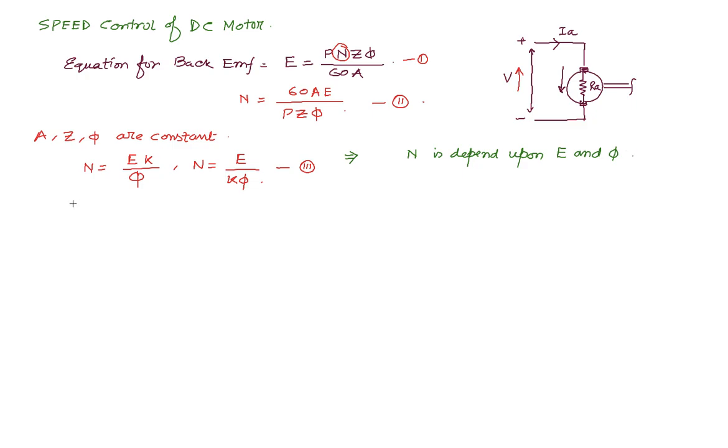Now how are they related? Let N1 be the initial speed and N2 the final speed, because there is a variac and we vary the applied voltage slowly, from 0 to 230 or 220 volts. At zero voltage there is some initial speed, and at 230 or 220 volts the speed is different. So there are initial and final speeds depending upon the initial and final voltage.